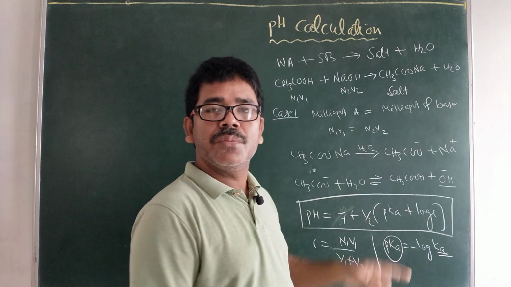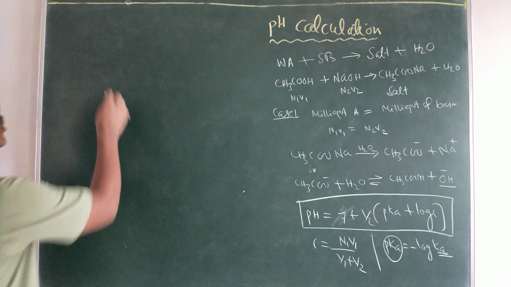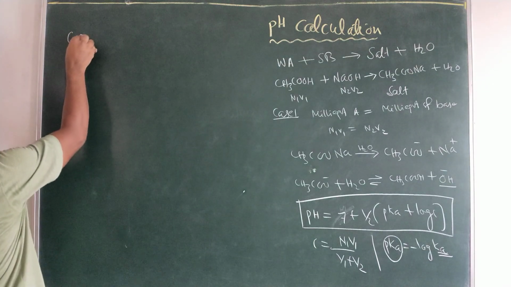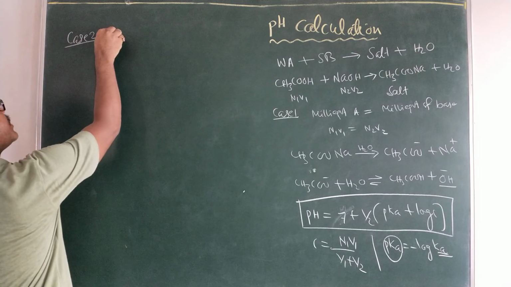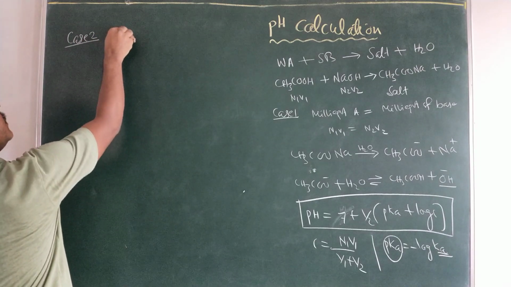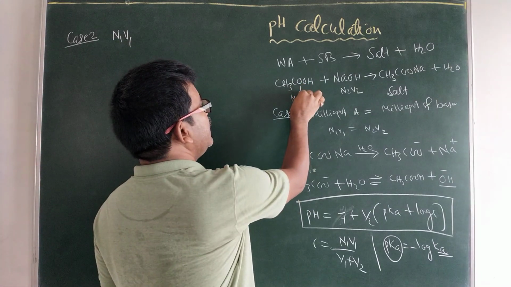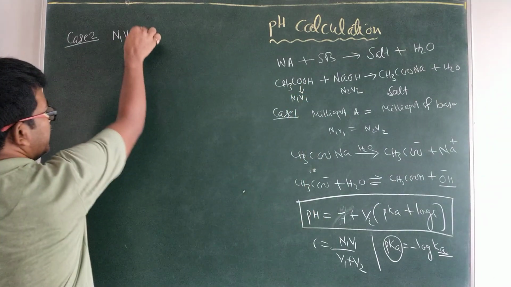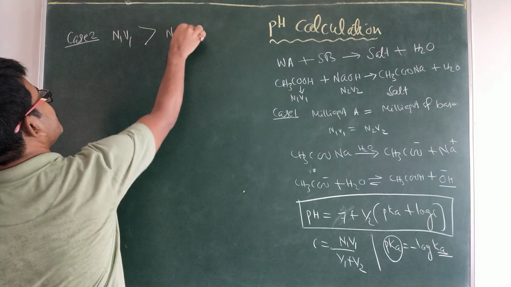From that we can calculate the pH. What about case 2? We can have a case 2. In case 2, the milli equivalent of the weak acid, N1V1, may be greater than the milli equivalent of the strong base, N2V2.